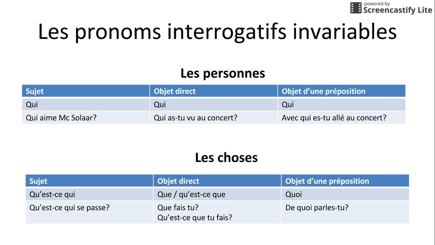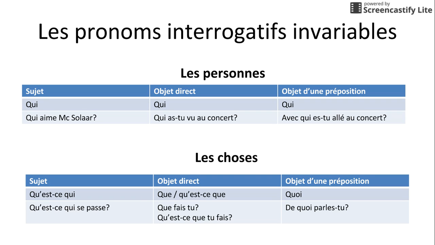Second one, qui as-tu vu au concert? You are the subject, but qui is your object, and we want to know who it is that you saw. And then in the third question, qui again is also the object, and it follows a preposition. With whom did you go to the concert?